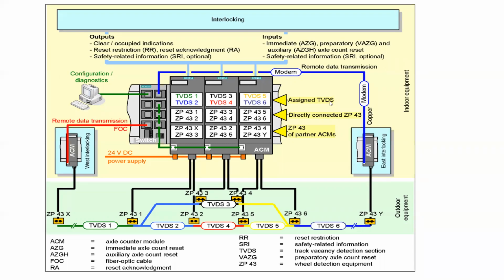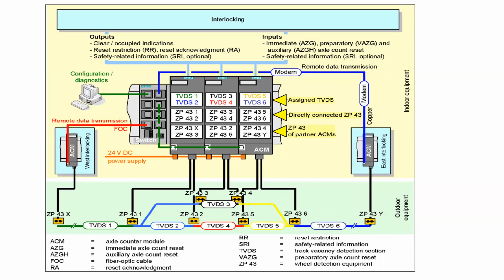So the assigned train vacancy detection system, that is the track circuits actually, assigned track sections, directly connected DPs 1, 2, 3, 4, 5, 6. You can see 1, 2, 3, 4, 5, 6 here. And X and Y, the last ones, are far away. So they are brought through another ACM here through OFC, through modems, and otherwise through copper cable, again through modems. They're all connected here. And you can see these 3 also with the green wire, they are connected.